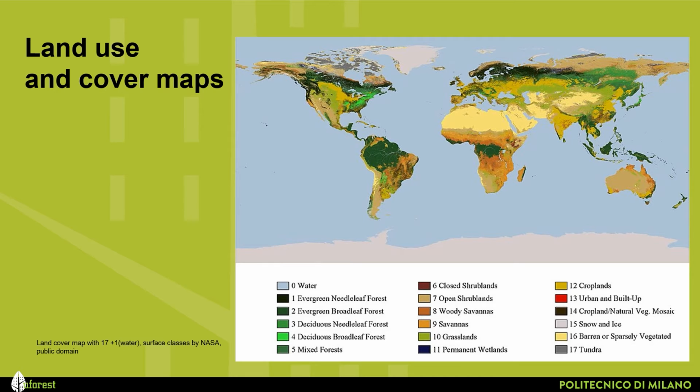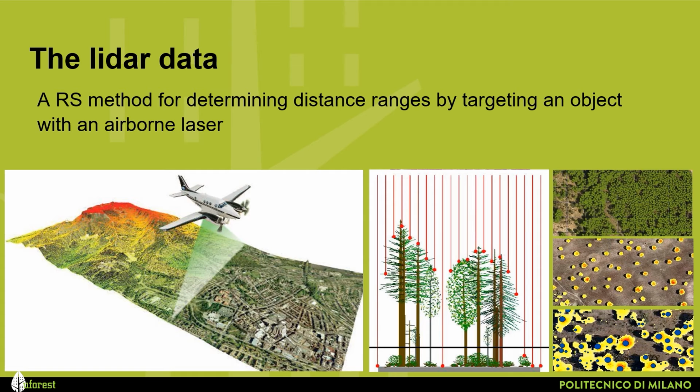High-resolution land cover maps are essential for urban forestry, for example, for assessing the distribution and extent of urban forests and green areas. Another useful method is LIDAR, which is a remote sensing method for determining distance range by targeting an object with an airborne laser and measuring the time for the reflected light to return to the receiver. It is commonly used to make digital 3D representations of areas on the Earth's surface and on the ocean bottom by varying the wavelength of light. It has terrestrial, airborne, and mobile applications.